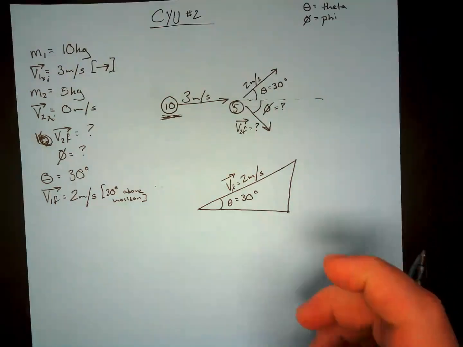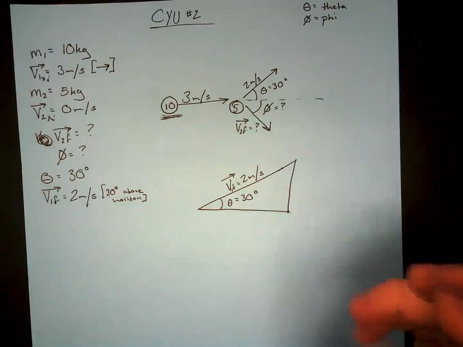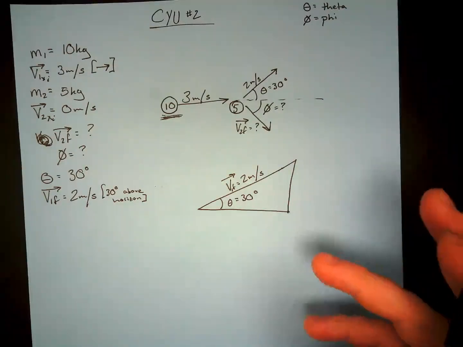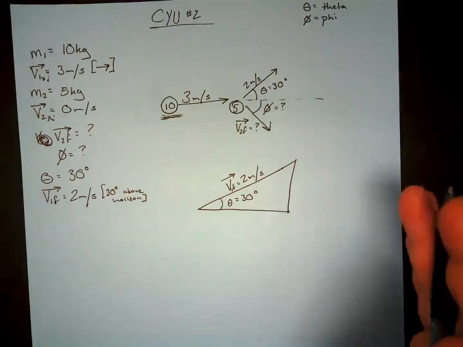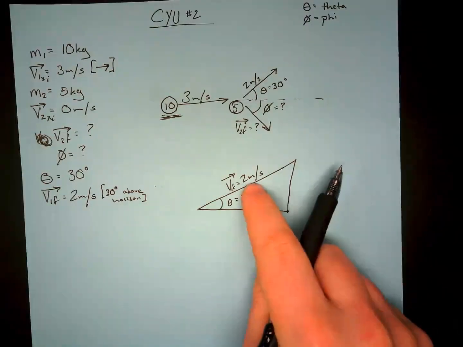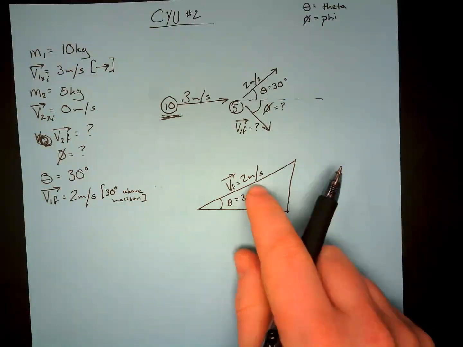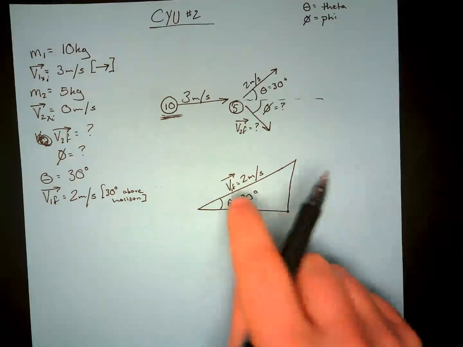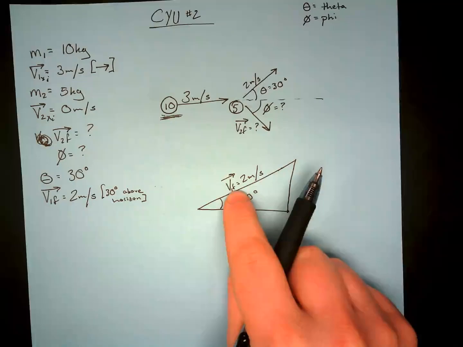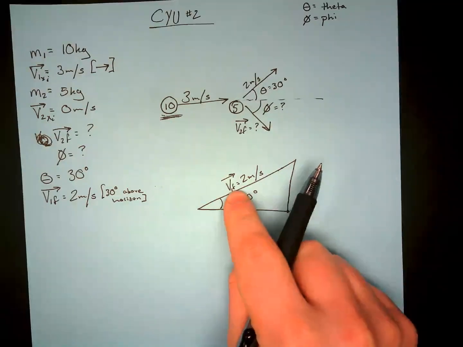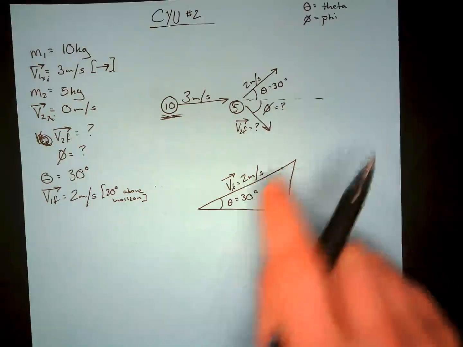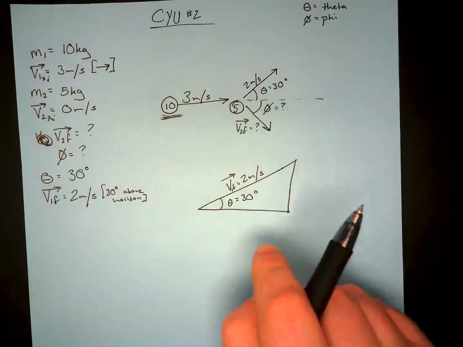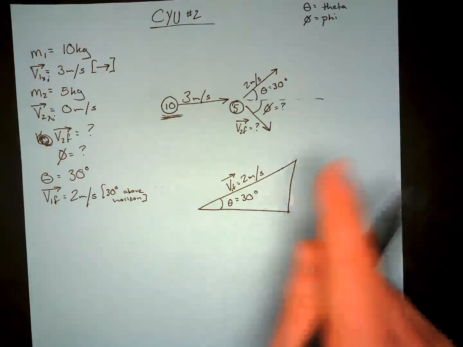Well, just like we talked about with the first problem, we can't use SOHCAHTOA here using the velocity, because we have to take into account the mass of this object. So, in this case, we're going to first figure out what the final momentum is at this angle for this object here. Okay. Why do we want that?